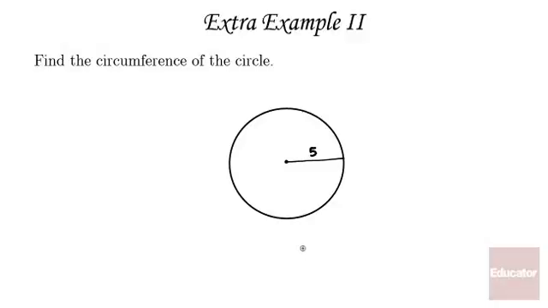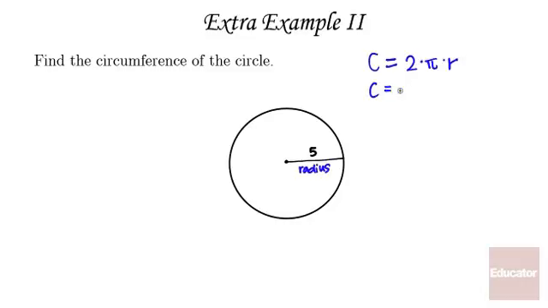Okay, find the circumference of the circle. In the circle, this is the center. The radius, this is the radius, is 5. The circumference of a circle is 2 times pi times r, the radius.